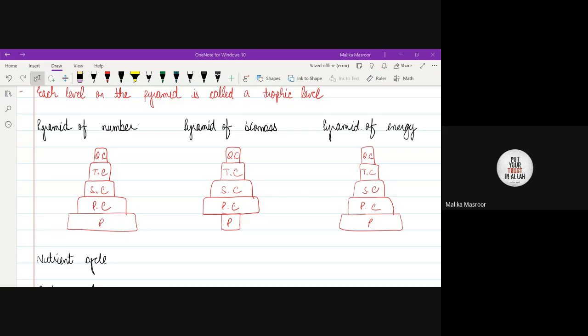For example, if I take grass and then grasshopper, it will count the number of grasshoppers, and then let's say frog, then snake, and then hawk. So it will be counting how many grasshoppers are there, how many frogs, how many snakes, how many hawks. Obviously, you cannot count grass individually, so they use quadrats and all. But they'll be counting the actual number, right?